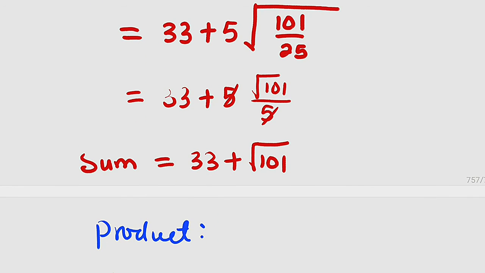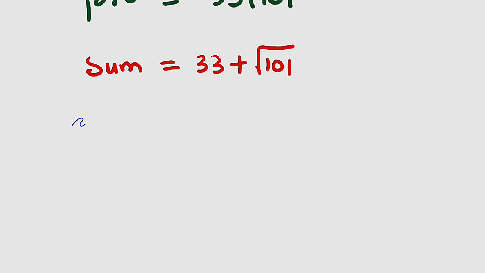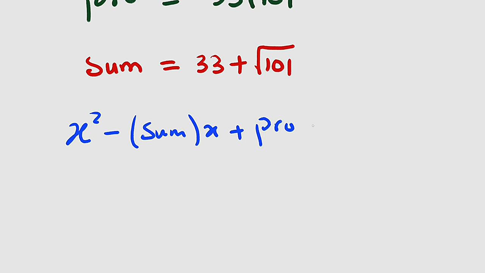Let me bring them all together. This is the sum and this is the product. Now we can use the sum and the product to form the new quadratic equation. Remember that the formula is x squared minus the sum multiplied by x, then plus the product. Then you set everything to be equal to 0.